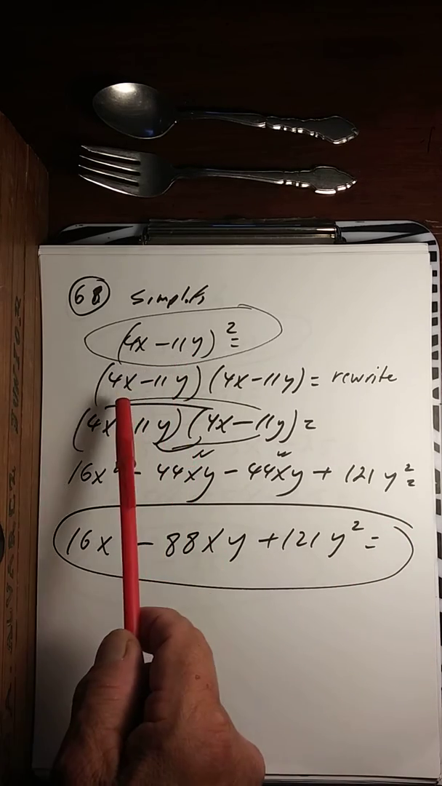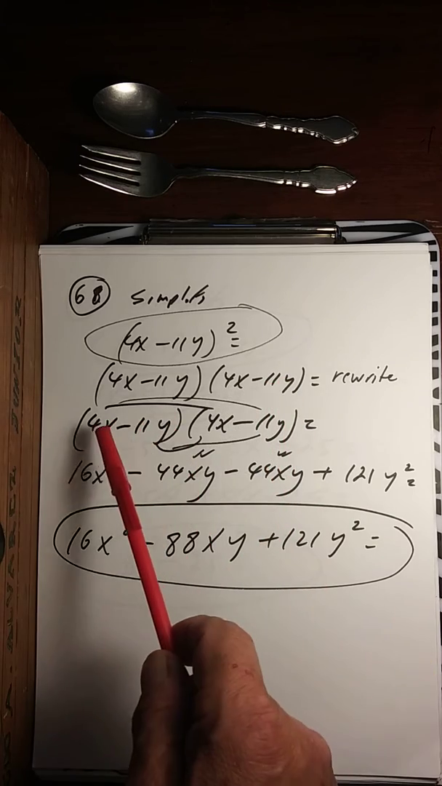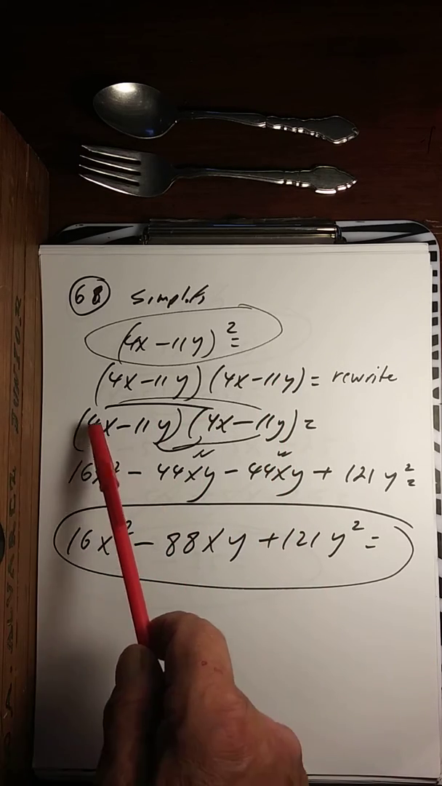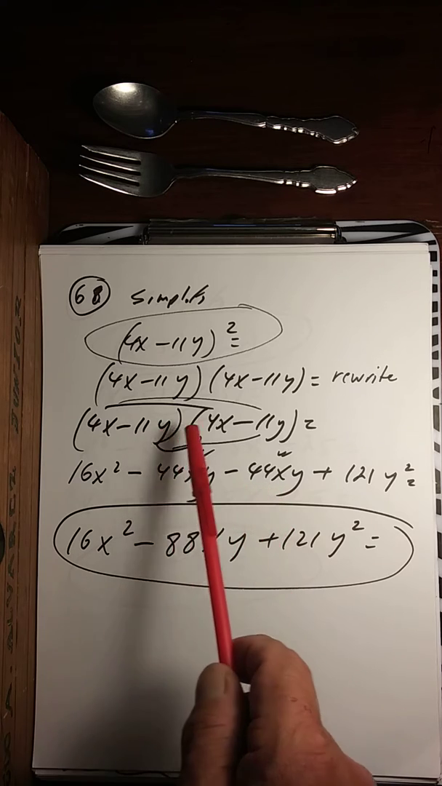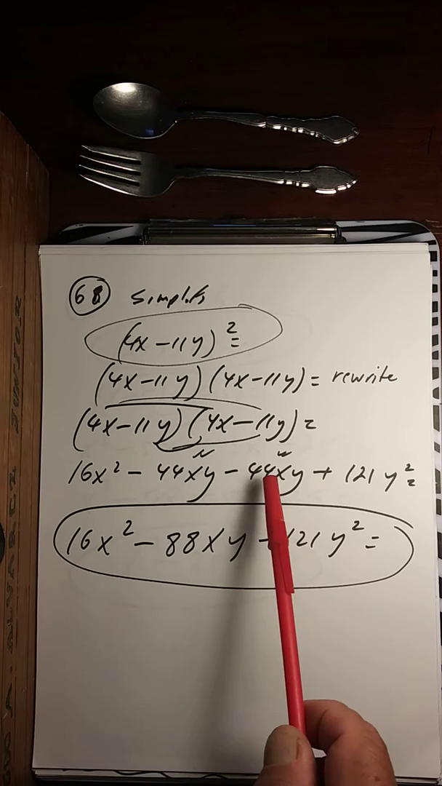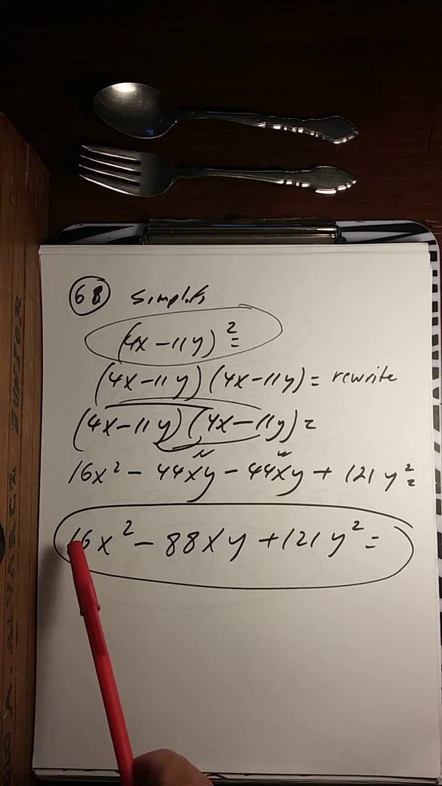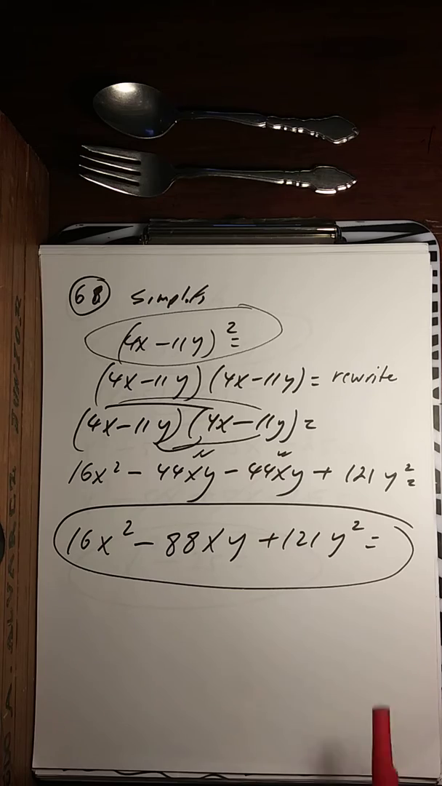4x minus 11y squared, twice. 4x minus 11y, 4x minus 11y. 4 times 4, 16x squared. That turns out to be minus 44xy, minus 44xy, plus 121y squared. These two right here are going to be negative 88 put together. 16x squared minus 88xy plus 121y squared.